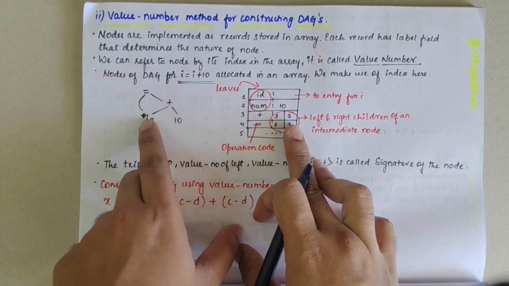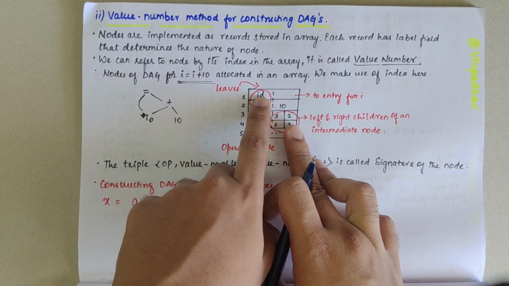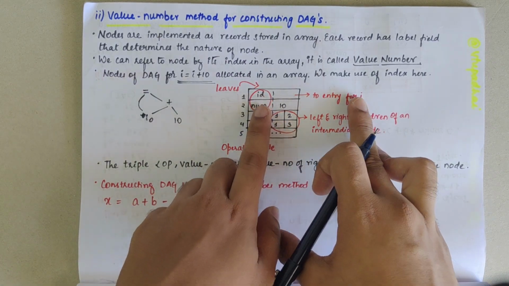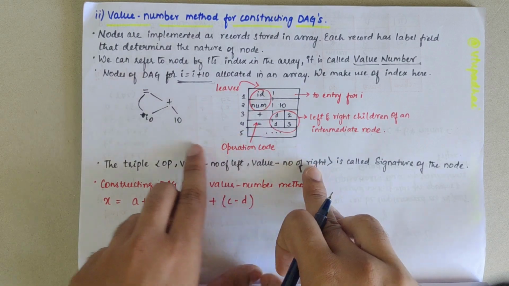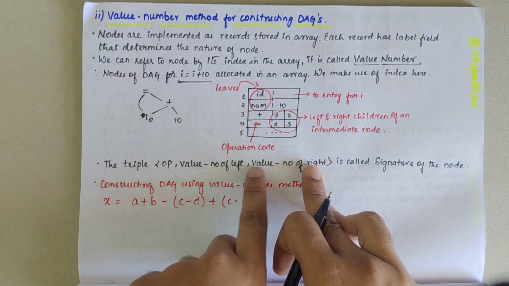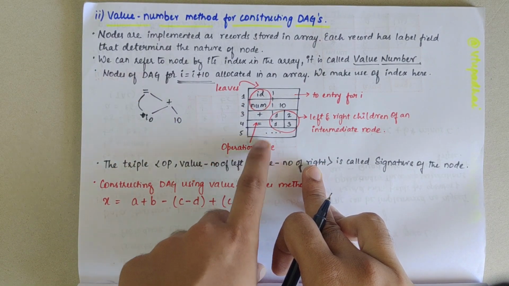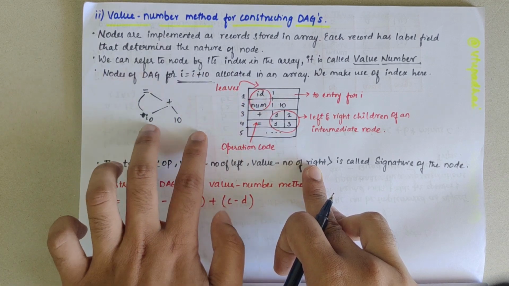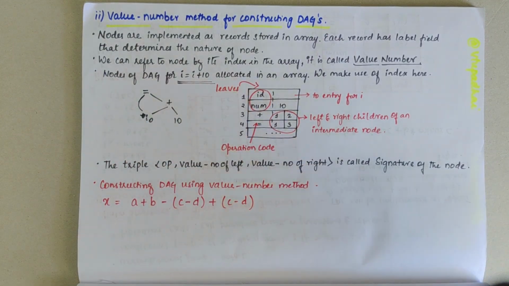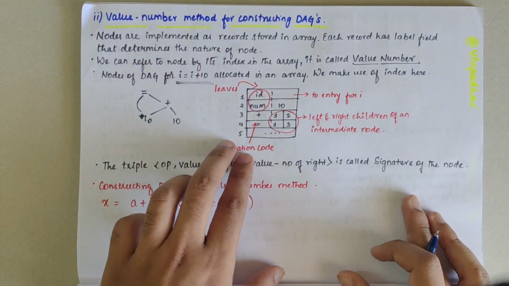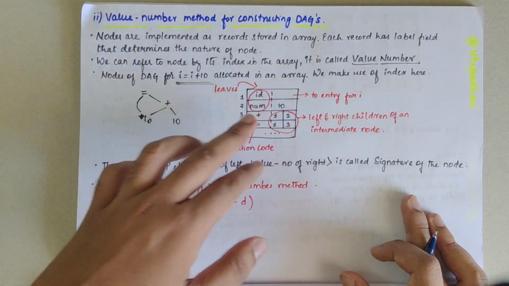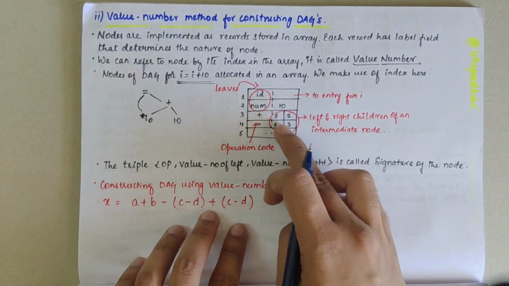So firstly I'll store ID here, that is i, and then followed by the number I have, that is 10, and then I have plus and equal to. Plus and equal to are the operation codes here. So these are the leaf nodes. First step would be to write the leaf nodes, that is, I need to start from the leaf nodes. So I have written the leaf nodes followed by the operation code.